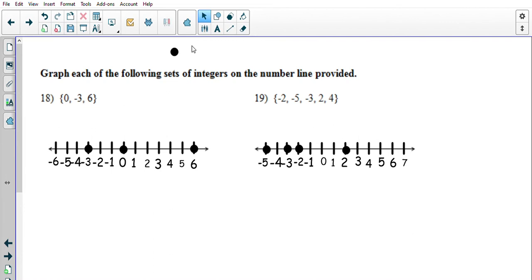And then 1 at 4. So that's going to be right up here. All right. And we are done.